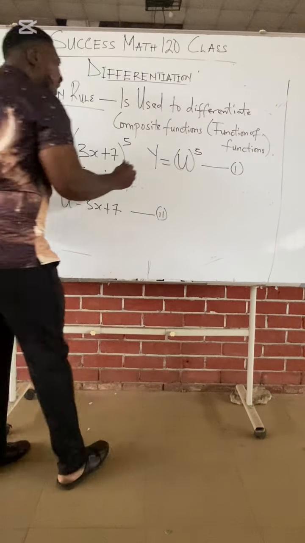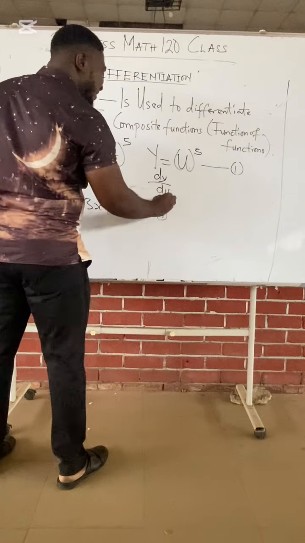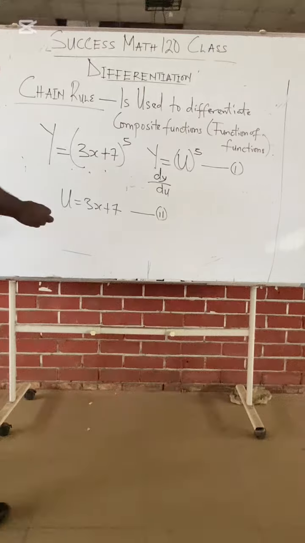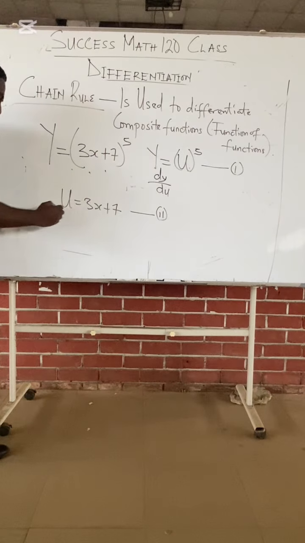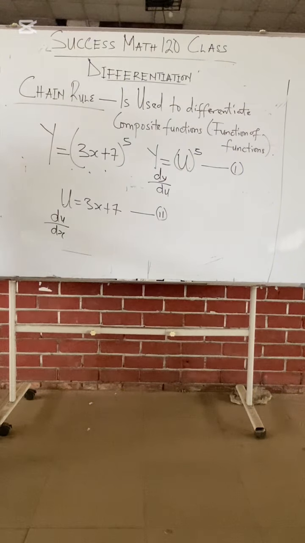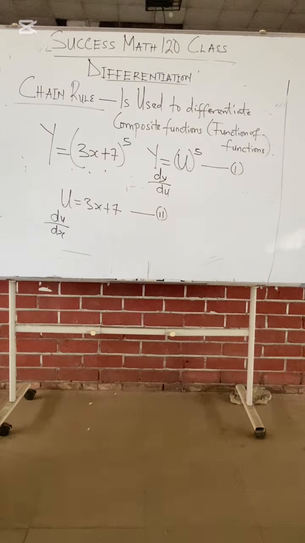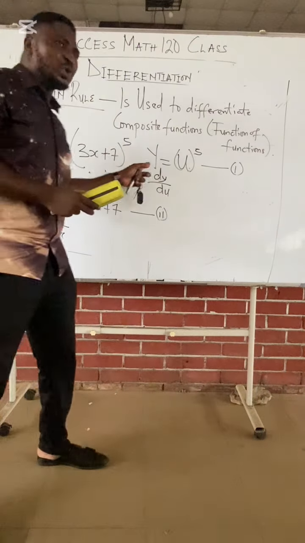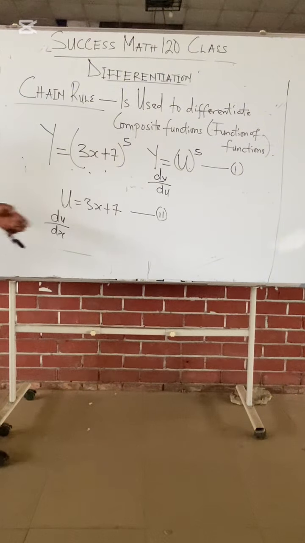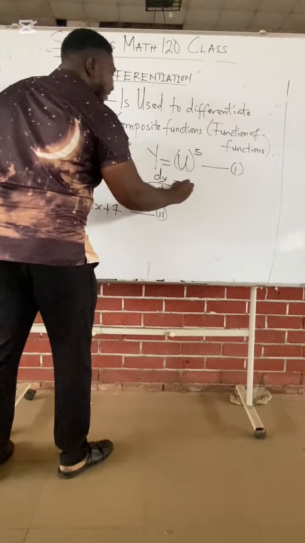Class, differentiating equation 1, differentiating y with respect to u, is dy/du. But in equation 2, differentiating u with respect to x is du/dx. Class, u to x is du/dx, but y to u is dy/du. Follow me. y to u is dy/du, but u to x is du/dx. Class, are we together?